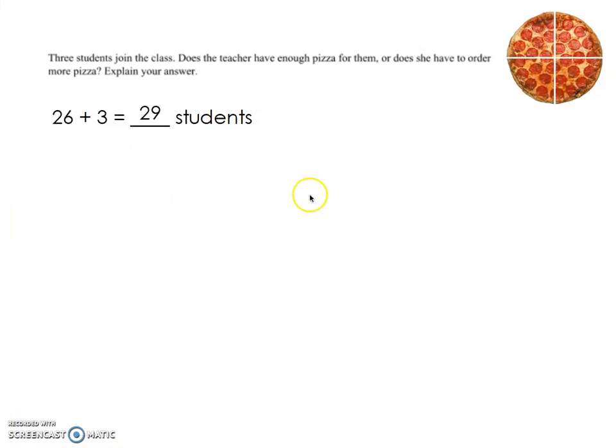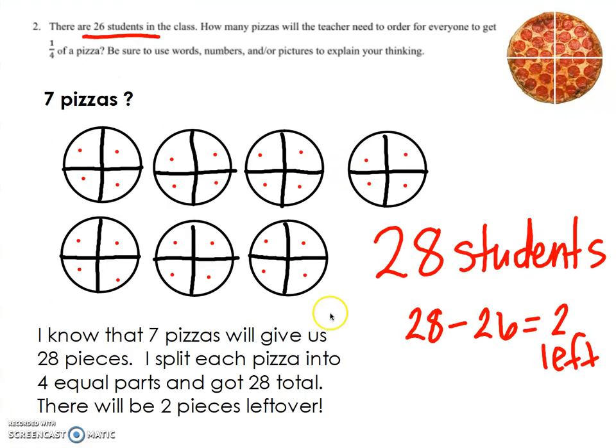Oh no. Okay, go back to the work we just did. We had how many pieces? 28. So was 28 going to be enough for 29 students? No. And how many pizzas did she order for that? 7. So always go back to the work that you did because it'll help you solve the next problem.